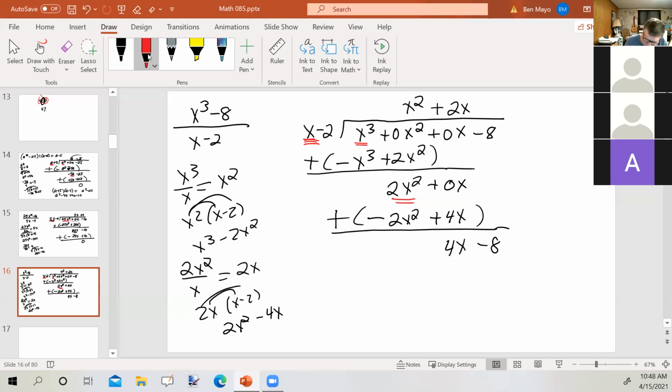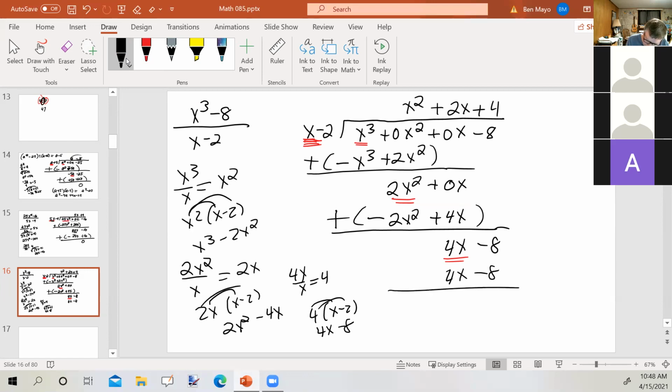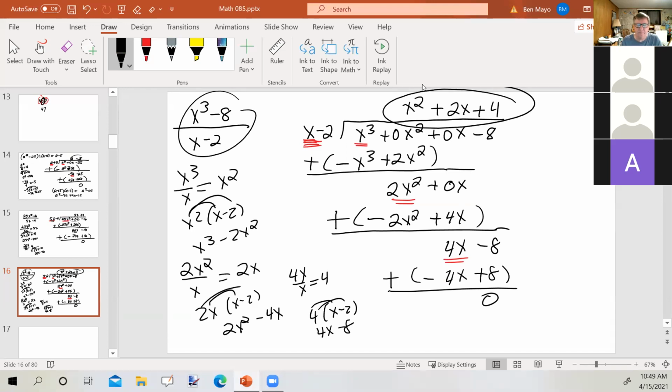Start the process all over again. Inside divided by outside. So 4x divided by x is plus 4. 4 times x minus 2 is 4x minus 8, which we put over here, and we subtract. Change it to addition of the opposite, and we get 0 remainder. So all of this equals that.